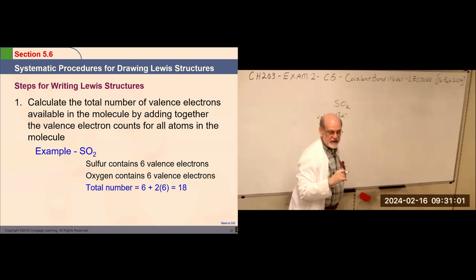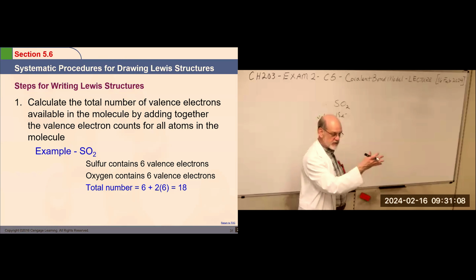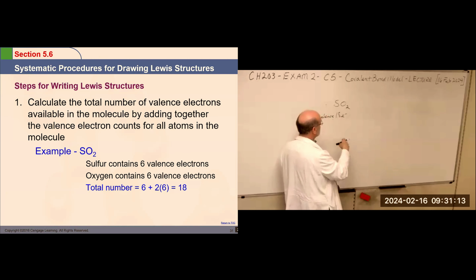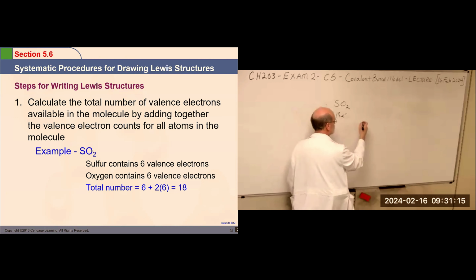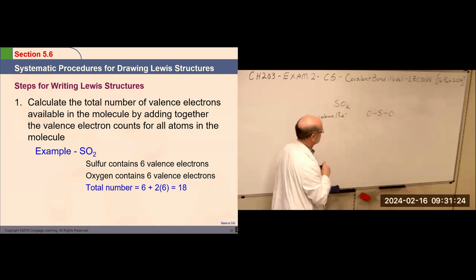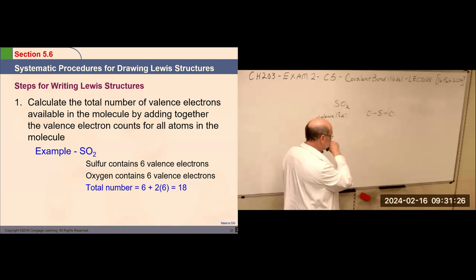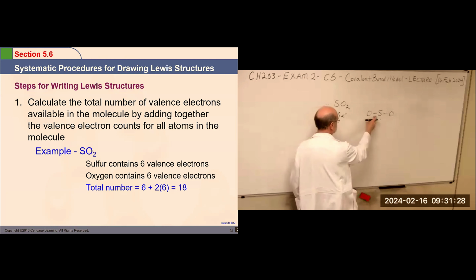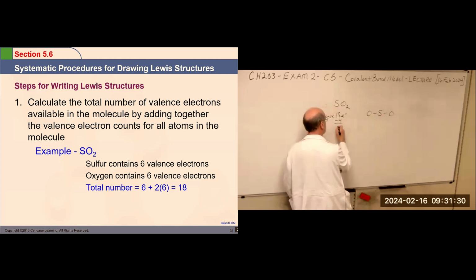Then you've got to pick a central atom. And usually the central atom is the one that leans toward the metallic. So it'd be to the left or below. Sulfur is below oxygen, so it's going to be in the center. And then you form a single bond between the others. Right? And then you count those electrons, 2, 4, so minus 4 is 14 electrons left.